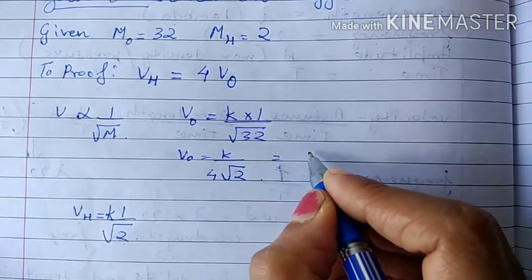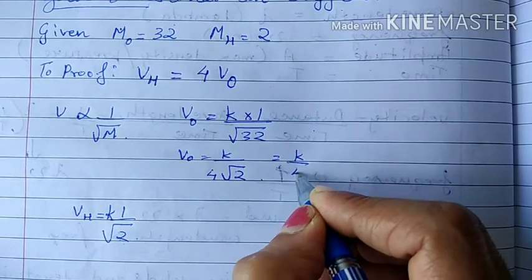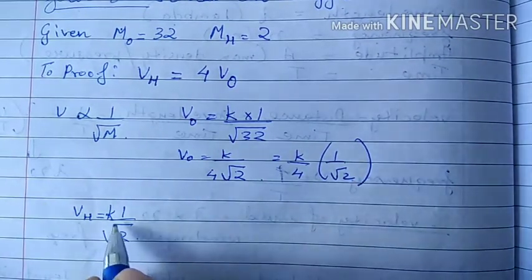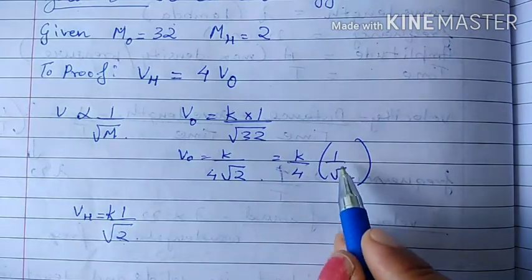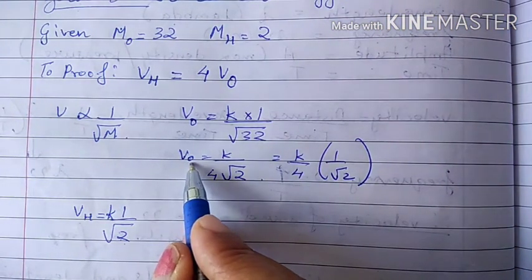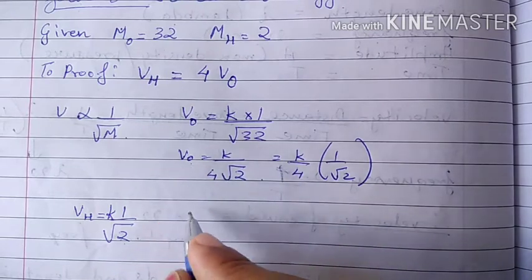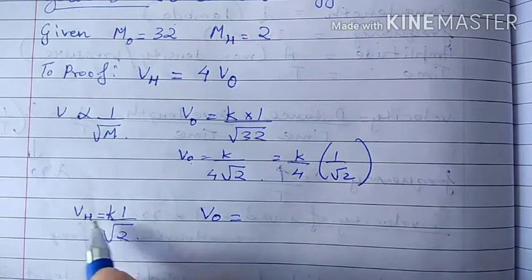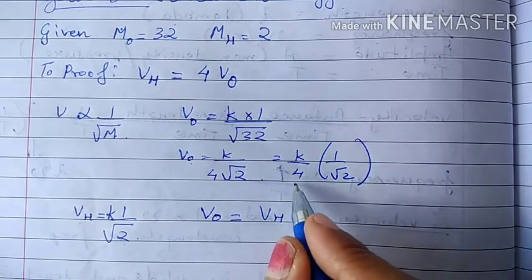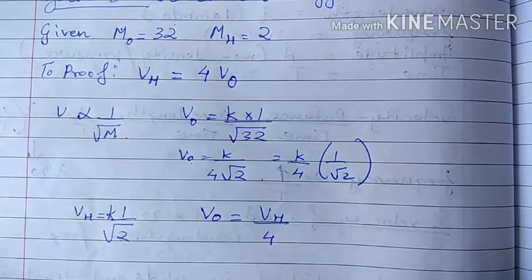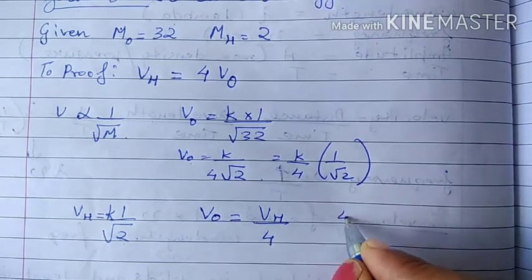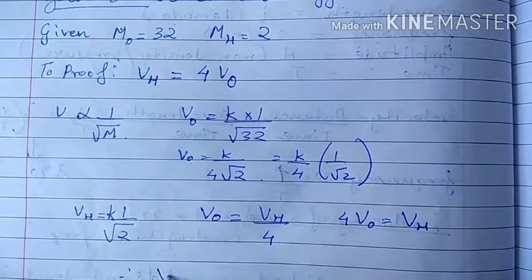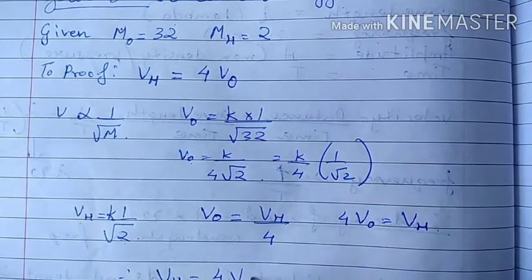Let's substitute this value in the equation above. So you have, k 1 upon square root of 2 is common, right? So let's just substitute that in the equation. So you have VO is equal to, so k 1 upon square root of 2 is VH, so you have VH upon 4. Just do the cross multiplication and then you get 4 VO is equal to VH. Hence proved. VH is equal to 4 times VO.